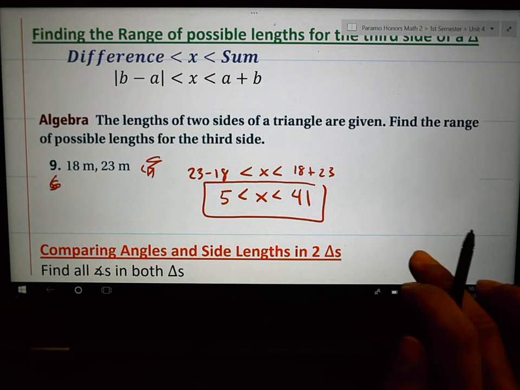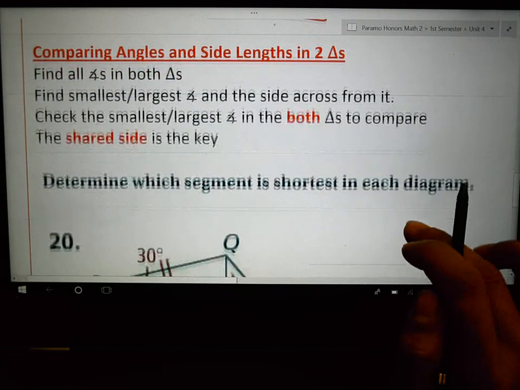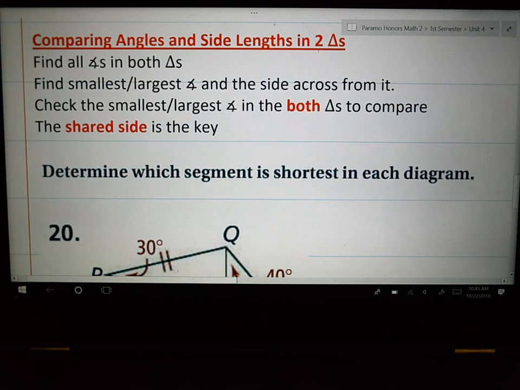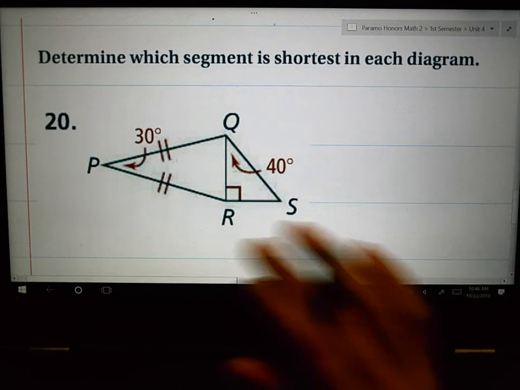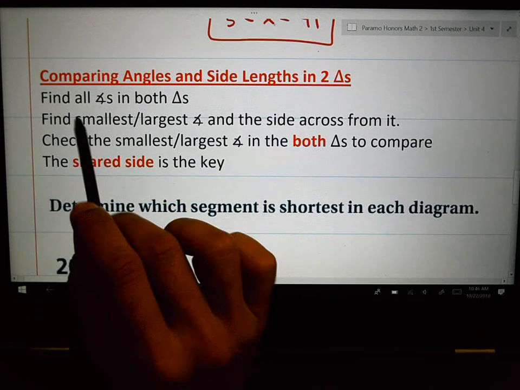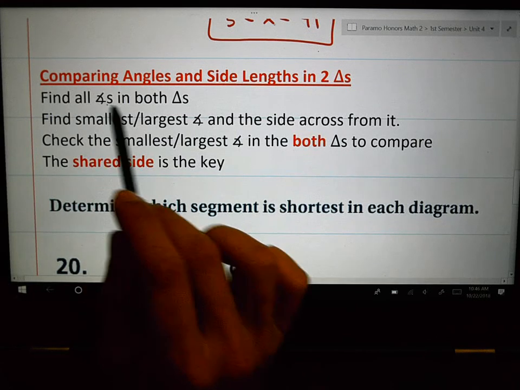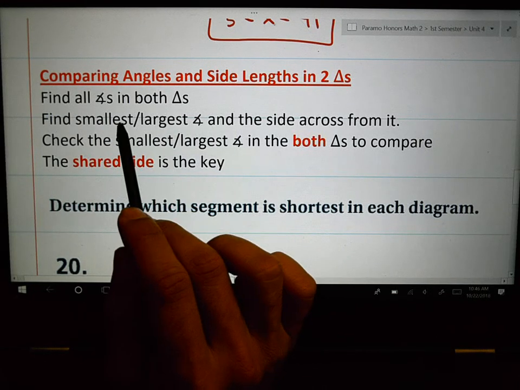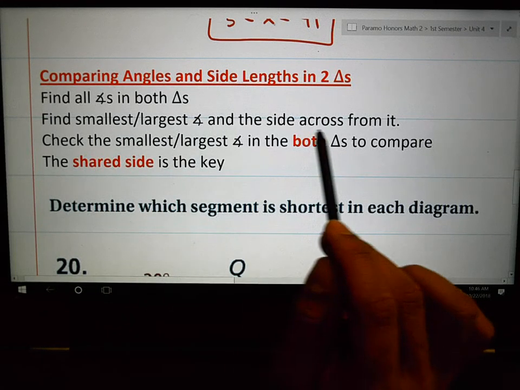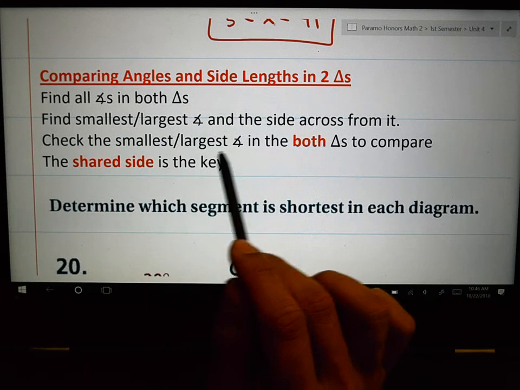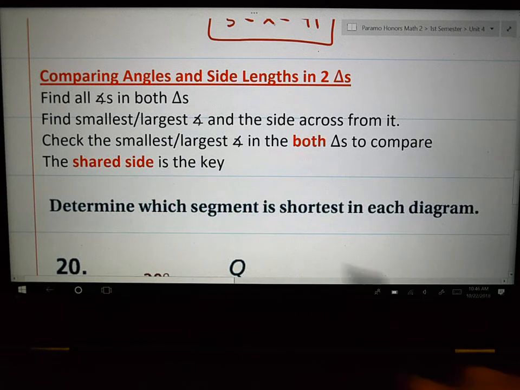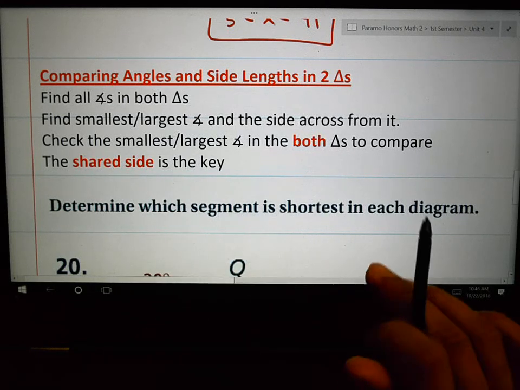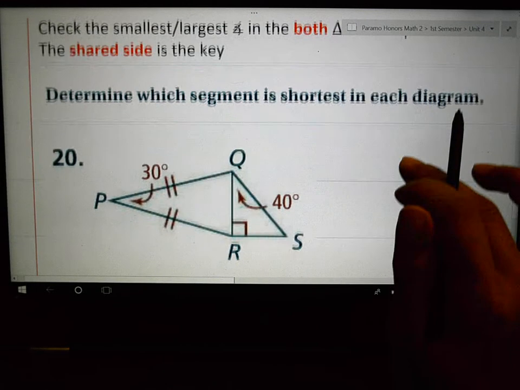Lastly, here's the last idea. Sometimes you're going to be given two triangles, and sometimes they're going to ask you what's the longest or the shortest piece in both triangles. When you are doing that, like number 20, the key to doing it is figuring out what the angles are in both triangles. And then what we're going to do is find the largest or the smallest side across from it and check the smallest or largest angle in both triangles and compare, and the shared side is what's going to let you know what is the correct answer.